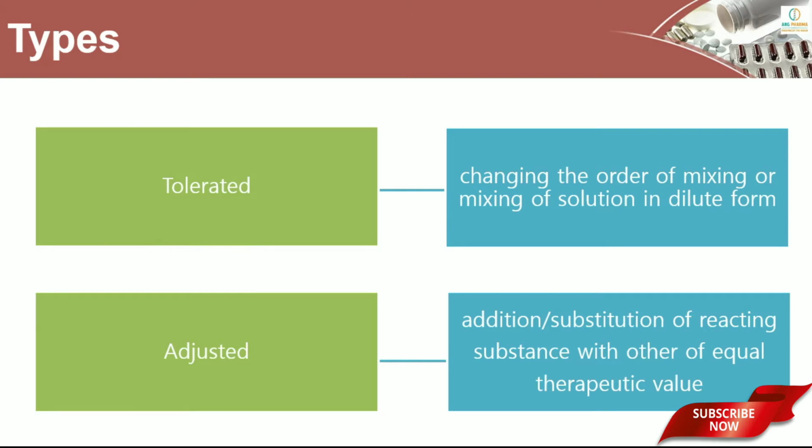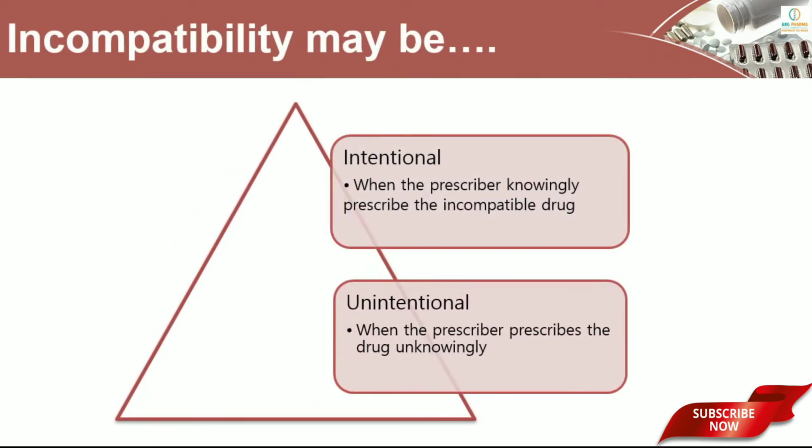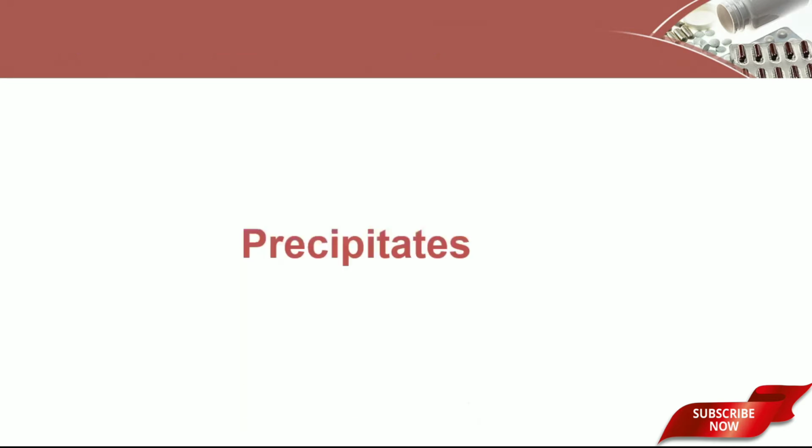The incompatibility may be intentional or unintentional. When the prescriber knowingly prescribes the incompatible drugs, it is intentional. But when the prescriber prescribes the drugs without knowing that there is an incompatibility between the prescribed drugs, it is unintentional. இப்போ prescriber incompatibility நடக்கும் அப்படிங்கிறது தெரிஞ்சே prescribe பண்ணாங்க அப்படின்னா அது intentional incompatibility. அதே prescriber prescribe பண்ணும்போது இந்த ரெண்டு ட்ரக்ஸுக்குள்ள incompatibility நடக்கும் அப்படிங்கிறது தெரியாம prescribe பண்ணாங்க அப்படின்னா அது unintentional.